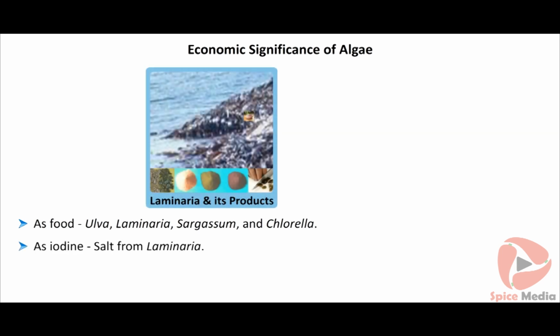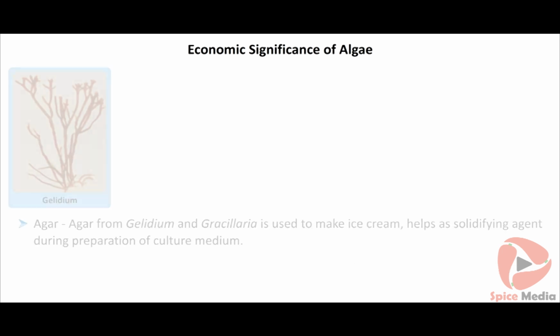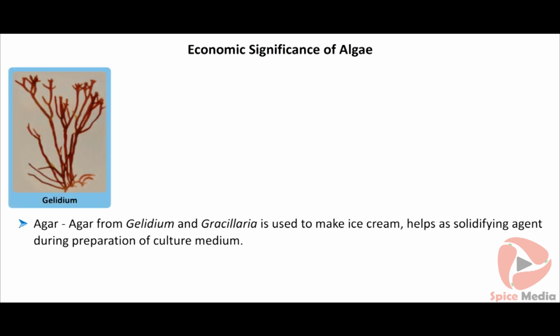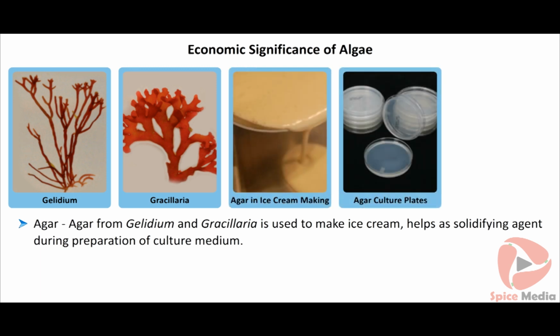Algae like Ulva, Laminaria, Sargassum and Chlorella are used as food by human beings, domestic animals and fishes. The salt iodine is obtained from the brown algae Laminaria. Chlorella pyrenoidosa is used in space travel as it absorbs carbon dioxide quickly and helps in decomposing human urine and other body wastes in spaceships.